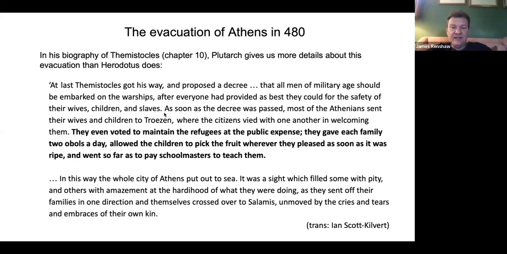In particular, it says, as soon as the decree was passed, most of the Athenians sent their wives and children to Troezen, that's in the Peloponnese, where the citizens vied with one another in welcoming them. They even voted to maintain the refugees at the public expense. They gave each family 2 obols a day, allowed the children to pick fruit wherever they pleased as soon as it was ripe, which I think is a really wonderful insight, and went so far as to pay schoolmasters to teach them. So I think, again, this opens up conversations.